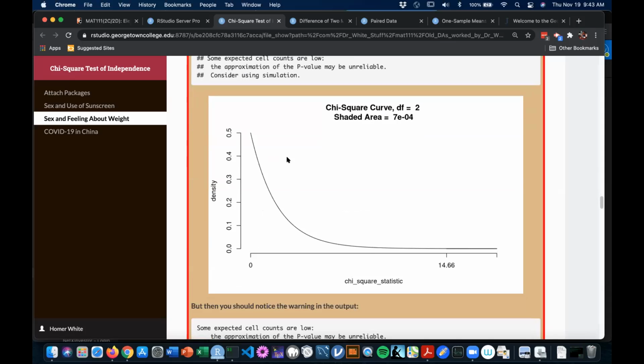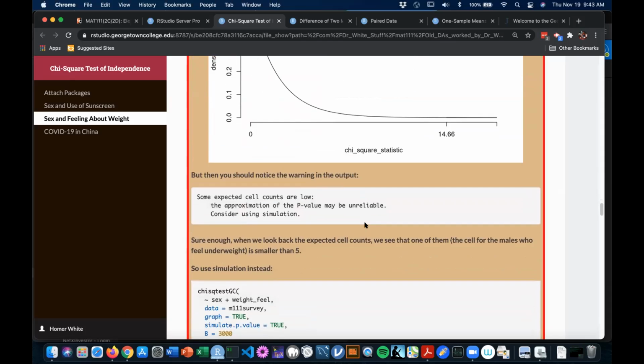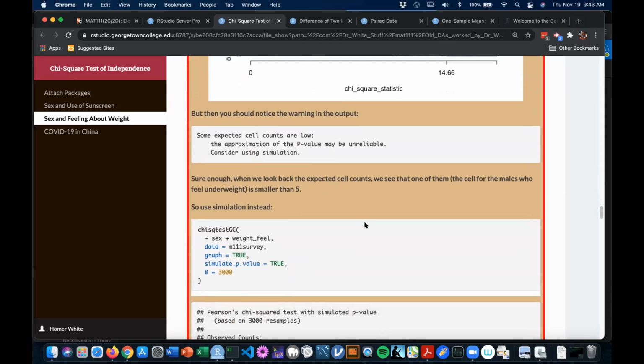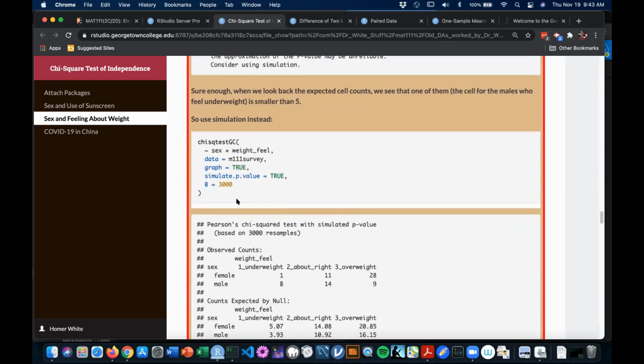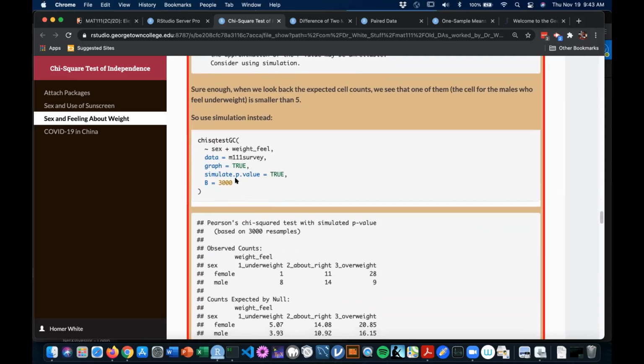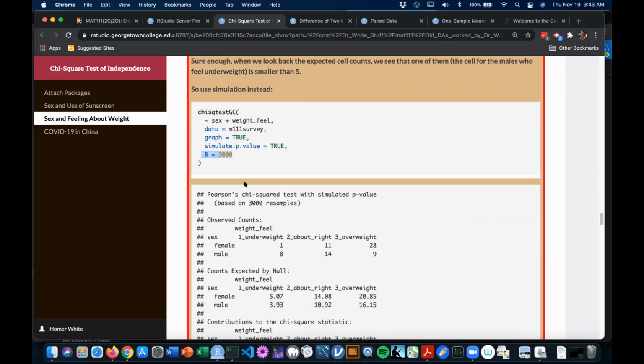This approximation got by using a chi-square curve with 2 degrees of freedom and looking for the area underneath it past your test statistic may be unreliable. Consider using simulation. So it's telling you this. And so you have to go back and look in the slides: okay, how do we do simulation? And what you do is you add simulate.p.value is TRUE. And then you say how many times you want to simulate, and several thousand times will be fine. I think the person who got it right did it 10,000 times.